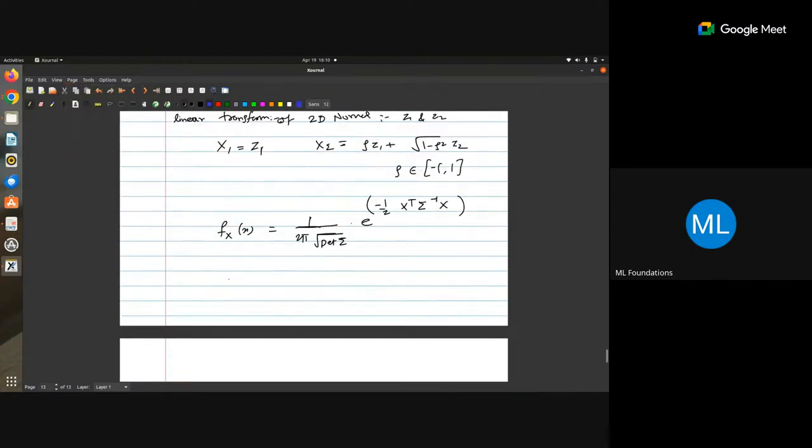So here x is (x1, x2), right? This is a vector. Sigma is what? A A transpose. Or in vector format, it should be this, right? A square, rho AB, rho AB and B square. Right, because this is a covariance matrix, and this should be positive definite.